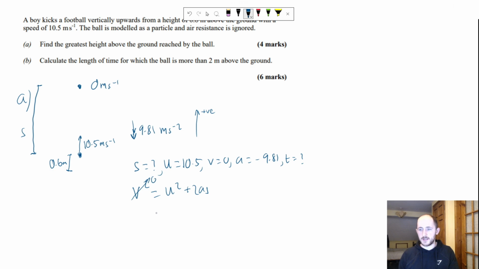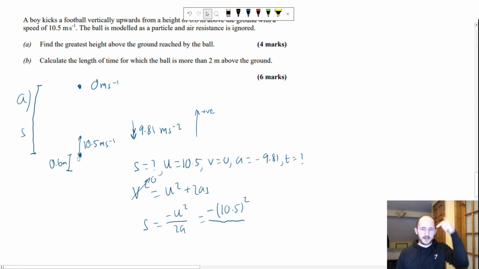V is of course 0. So now if we rearrange this, we get S is equal to negative U squared over 2a. And remember to plug this in correctly. The negative is outside the bracket. So some people put negative 10.5 inside the bracket and square it. That's not right. You'll get a negative displacement, which is wrong because that means it's gone downwards, which doesn't make any sense. Over 2 times negative 9.81.